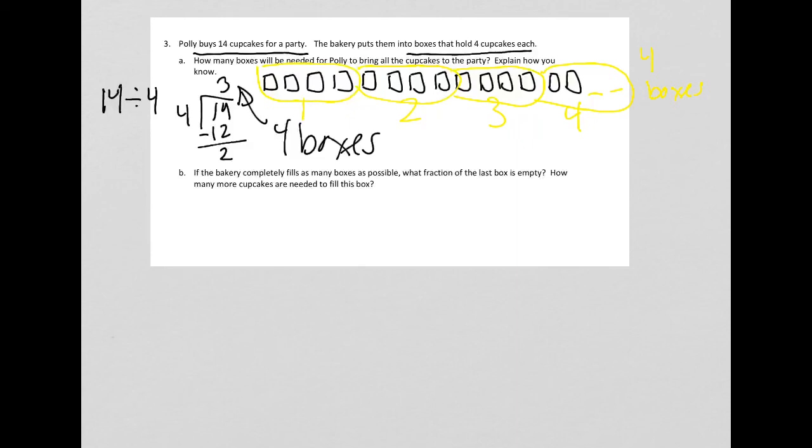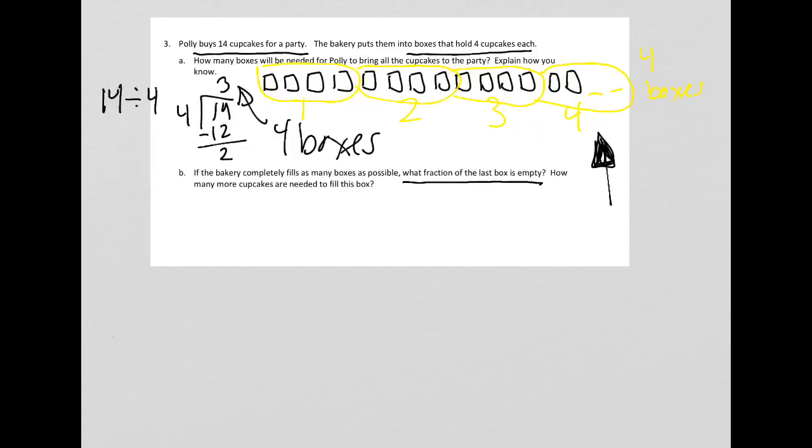Question B, if the bakery completely fills as many boxes as possible, what fraction of the last box is empty? So let's look at this for a second. If the bakery completely fills as many as possible, what fraction of the last box is empty? How many more cupcakes are needed to fill this box? Okay, well, we already kind of drew this out. We did this already, which is great. We drew the boxes. We were looking at this last box right here. There's my last box. What fraction of this box is empty?